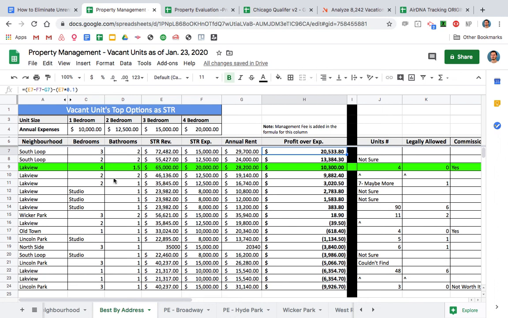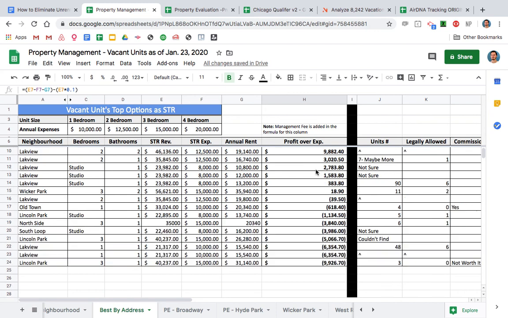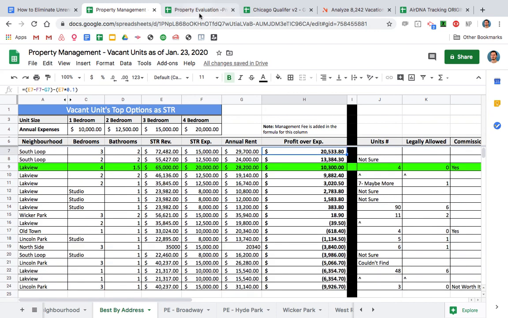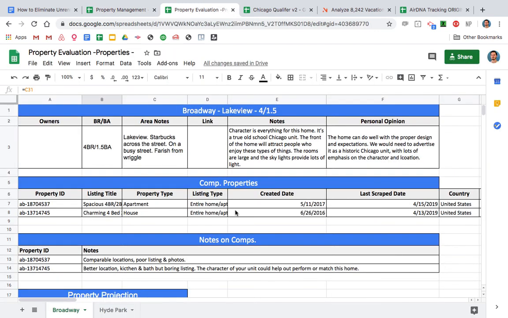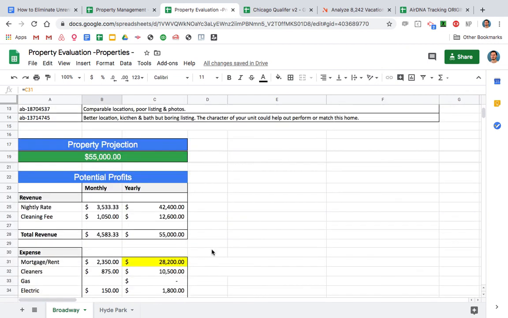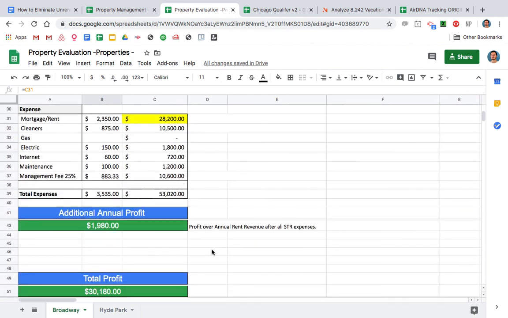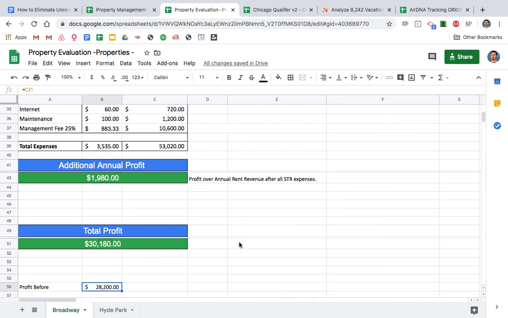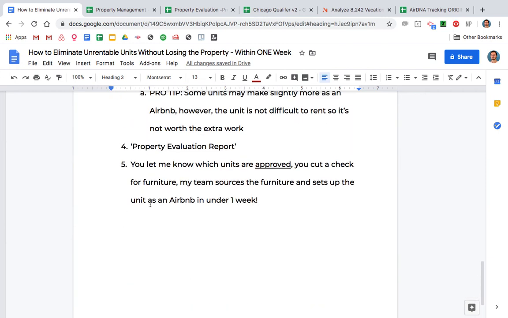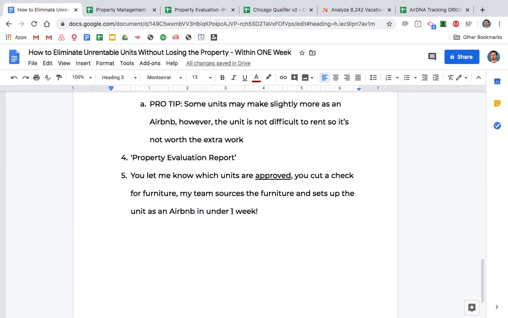Then we take your vacancy list, we figure out an overview of how well they could do based off of the different expenses, and then from there we view the properties. I put together a property evaluation to figure out the exact comparables, break down the numbers exactly, and figure out exactly how much more money you're going to make so that everything is completely understood on both of our sides. And then the last thing is we buy the furniture and set it up in 1 week. Okay, this is how it works.